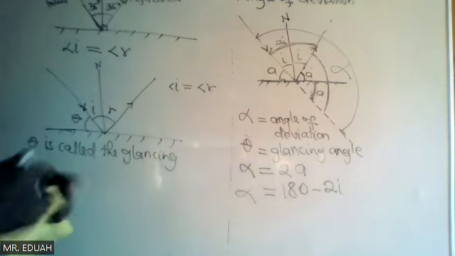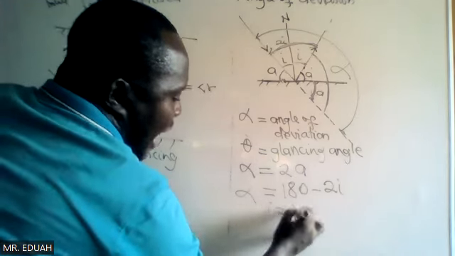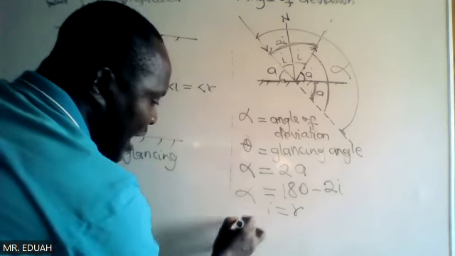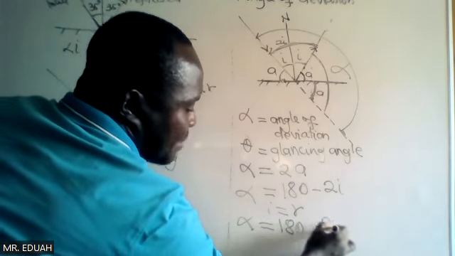You can also say that since i is equal to r, if you know r, you know i. So alpha can also be 180 minus 2 times r.